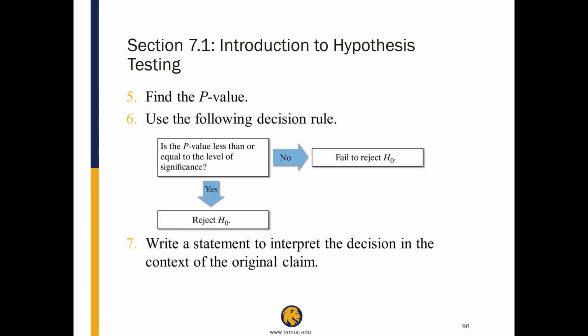We're going to find the p-value, and then we're going to base our decision on the p-value. If the p-value is less than or equal to the level of significance, then we reject the null hypothesis. If the p-value is not less than or equal to the level of significance, then we fail to reject the null hypothesis. We'll write our statement to interpret the decision of what we're claiming here.